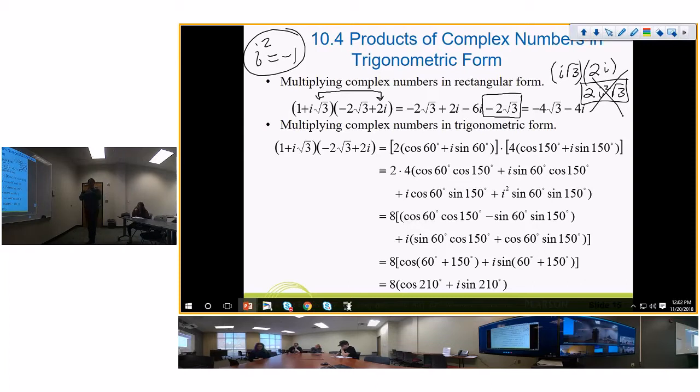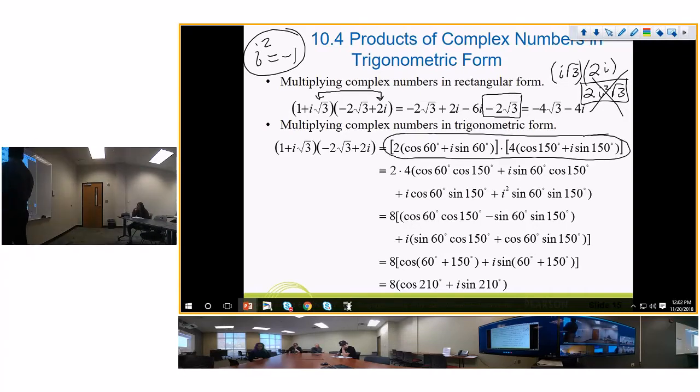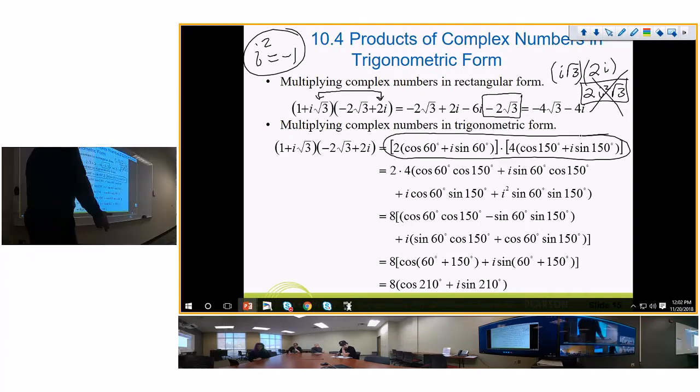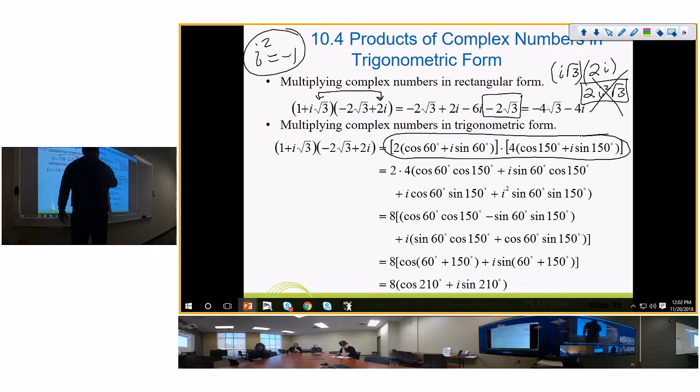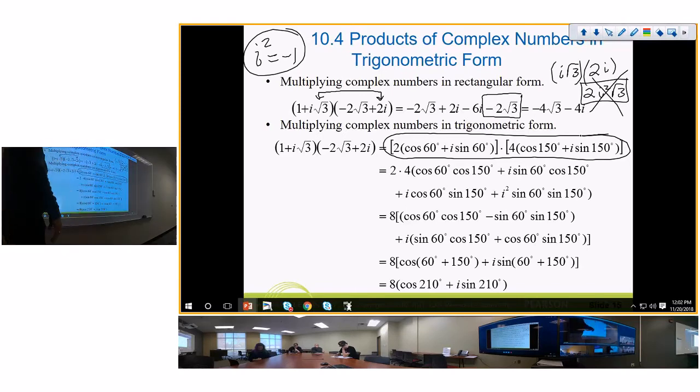Now, look at it in trigonometric form. Here's the trigonometric form. Now, how are you going to do that? Well, you can do it two different ways. You can leave the 2 and the 4 out and just leave it out here like they did right here. And then you could do the FOIL method right here, or distributive law, however you want to call it. But the main thing is your algebra is not going to go away.